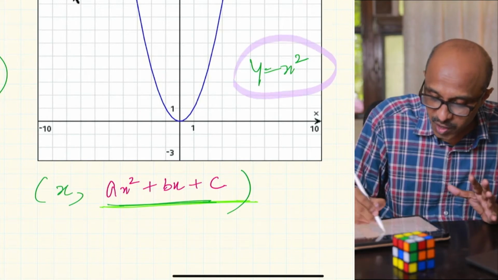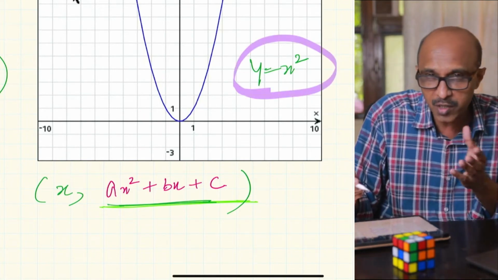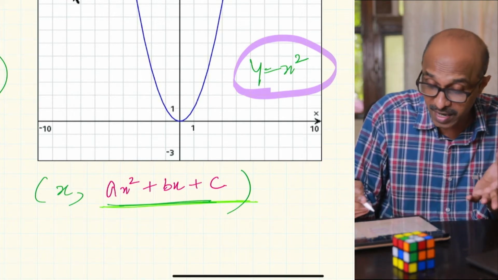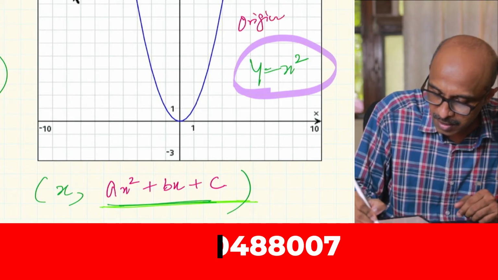which means that y is equal to x squared is the original parent graph. I don't want to use the word function to confuse those of you who are in grade 9 or 10, so I'm just going to call it the original graph.